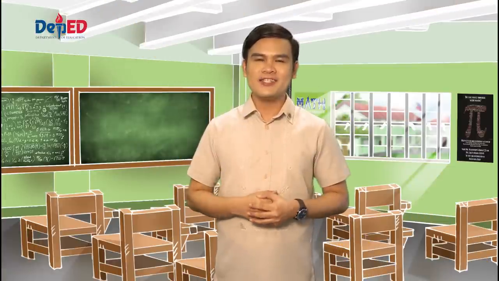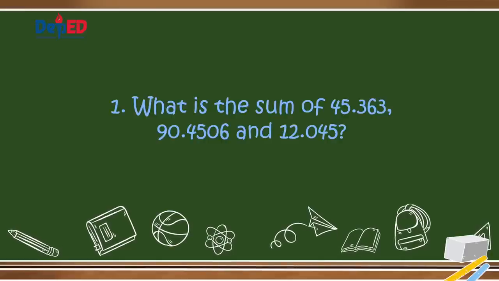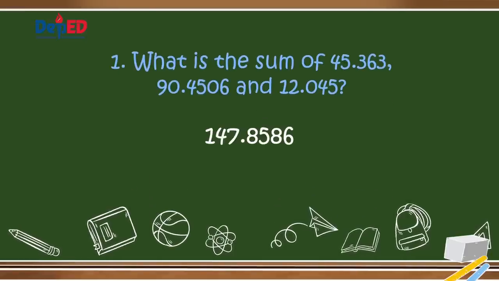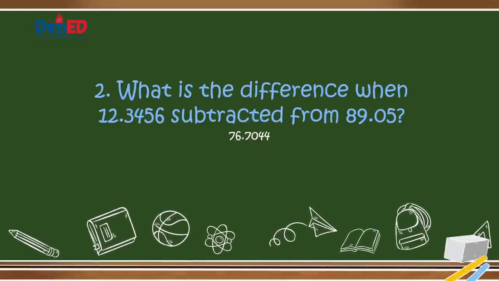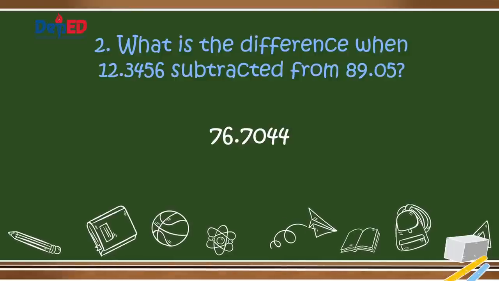Let us check your answers. Number 1. The sum is 147 and 8,586 ten thousandths. Number 2. The difference is 76 and 7,044 ten thousandths.